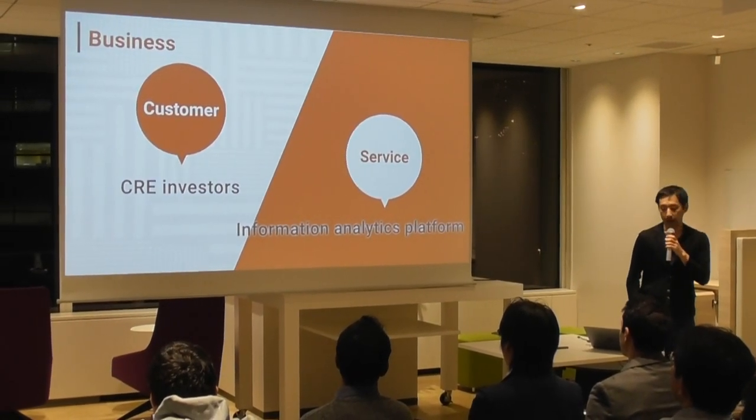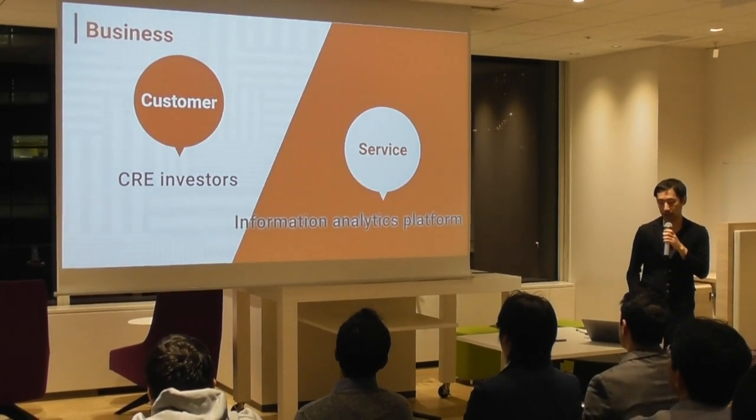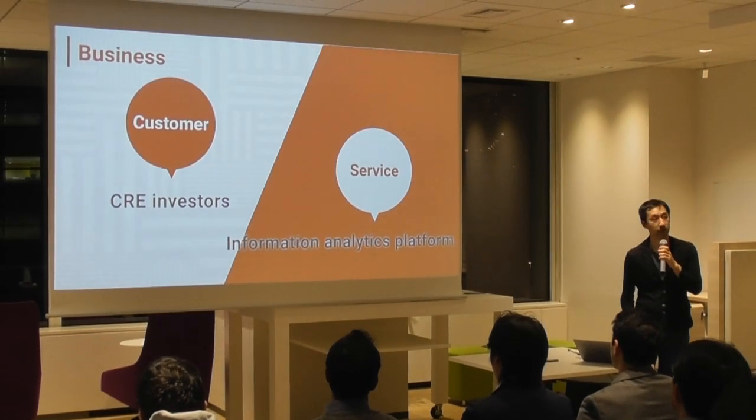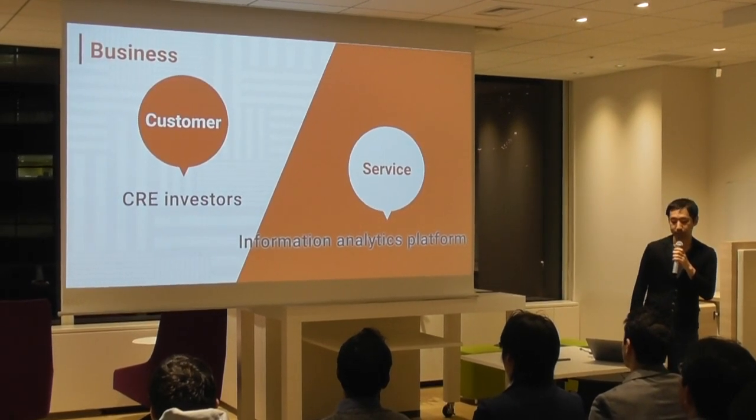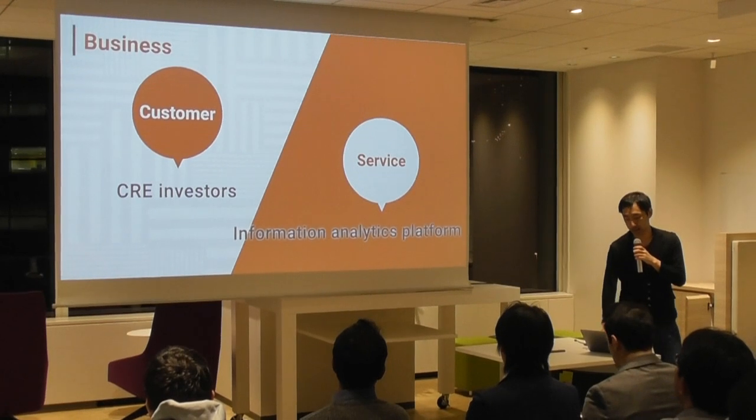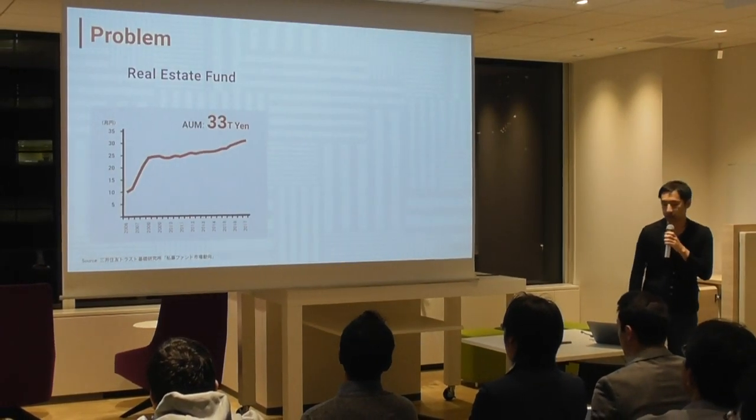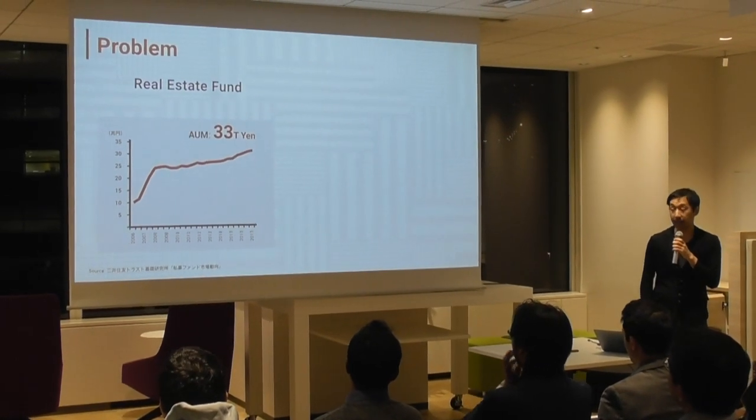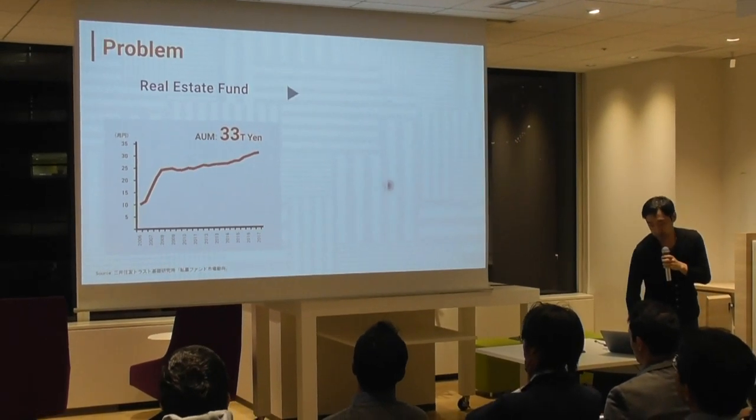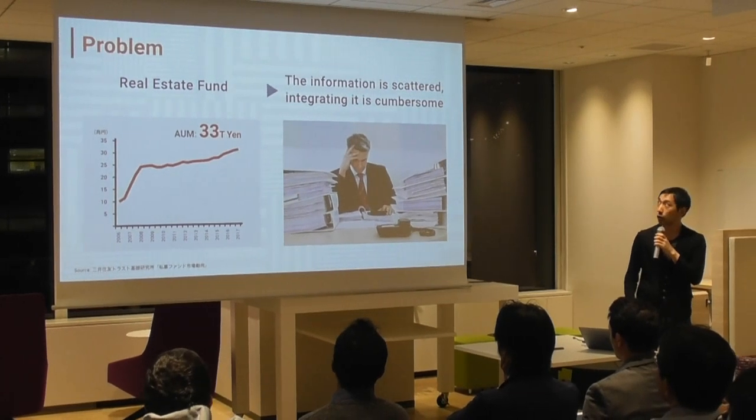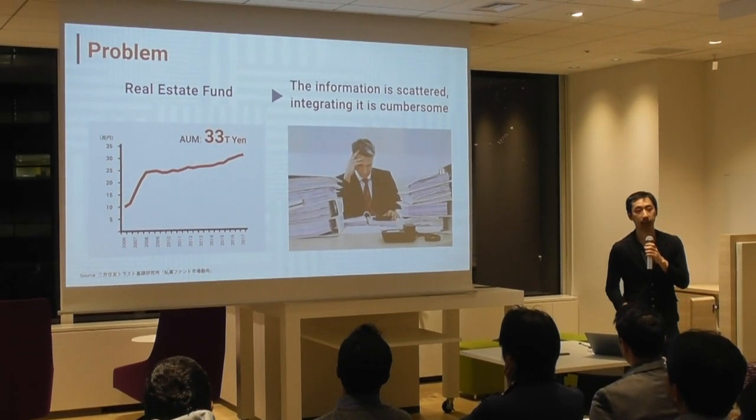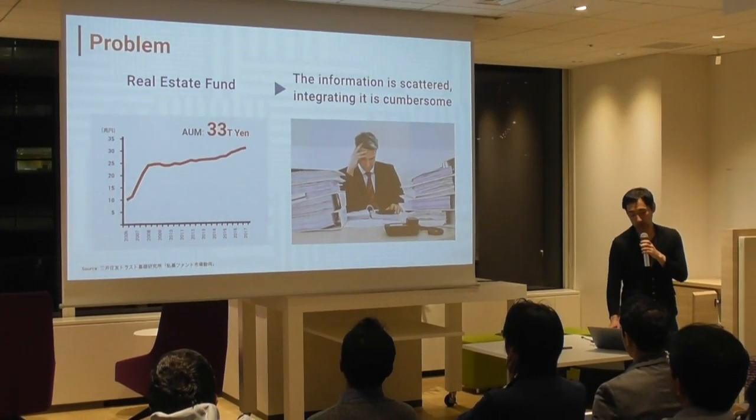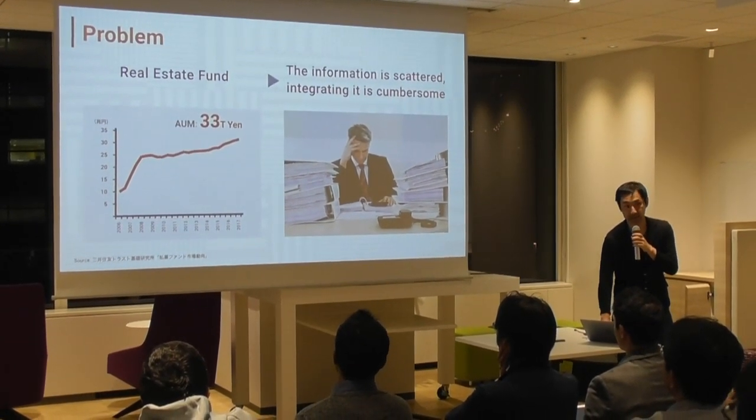Our business is to provide an information analytics platform supporting real estate investors as B2B SaaS. The reason we operate this business is that the real estate market in Japan is over 30 trillion yen and it's growing. However, the information needed to analyze or evaluate real estate is so scattered, and integrating it is so boring. Please let me show an example of analysis.